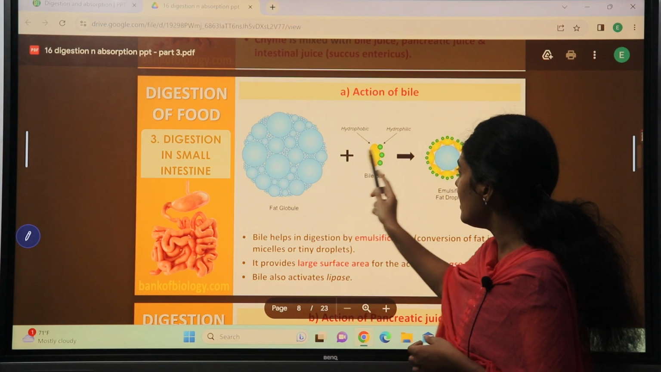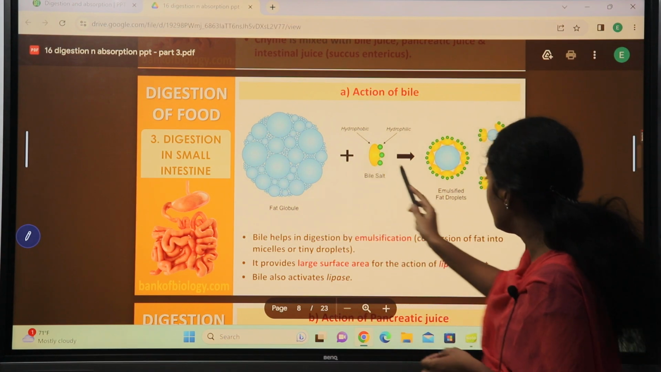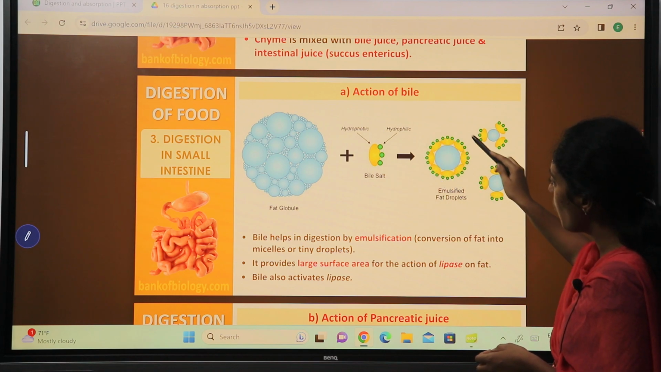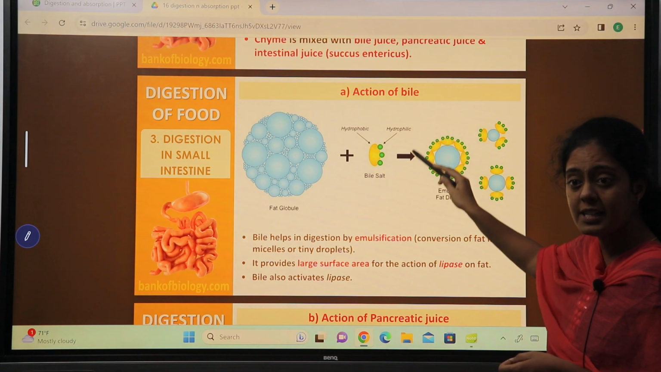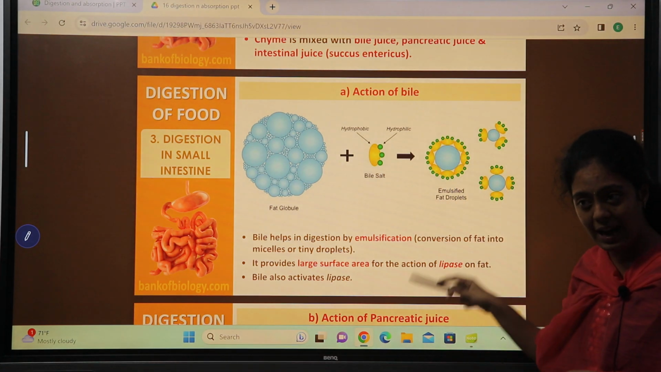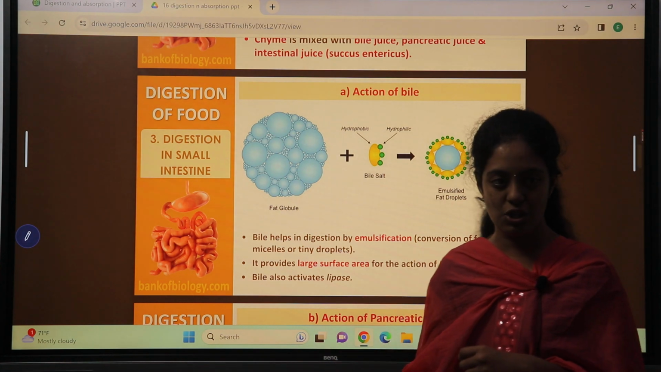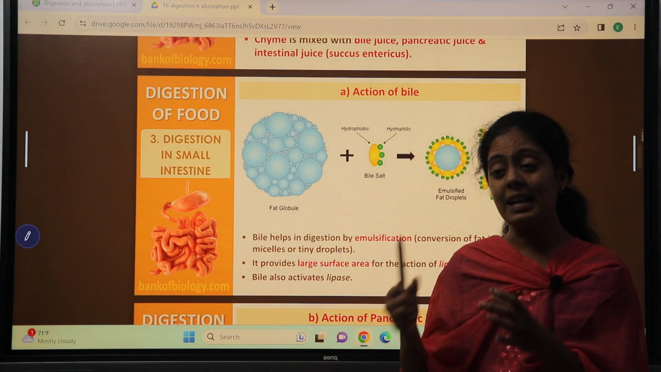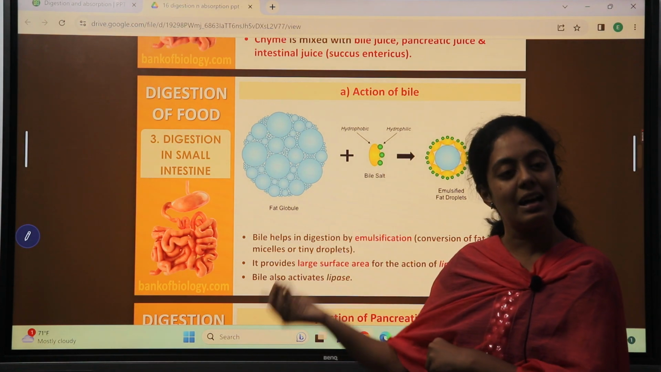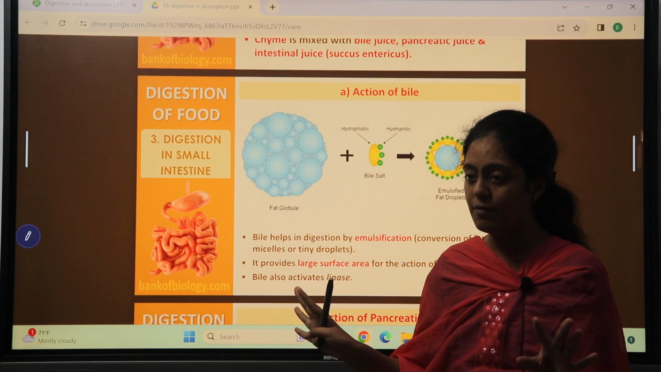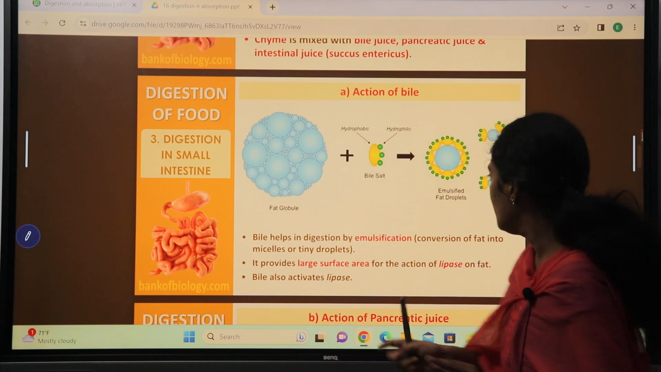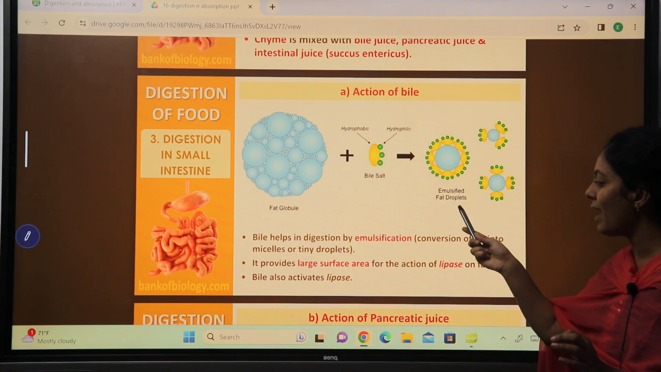So this fat, when it combines with bile salt, is going to form a structure like this. What do you see here? The fat is covered by what? Bile. What is that? Bile salt. Now this bile salt covered fat is ready for digestion. Emulsification is a process where the fat is made ready for digestion. Without emulsification the fat cannot be digested. This is called emulsified fat droplets.